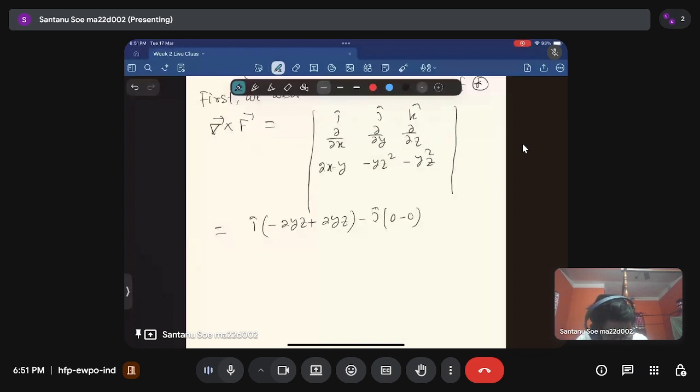Now since here curl F is coming as k, we can take the projection onto the xy plane. So that means here k dot n cap into dx dy divided by k dot n dot k.